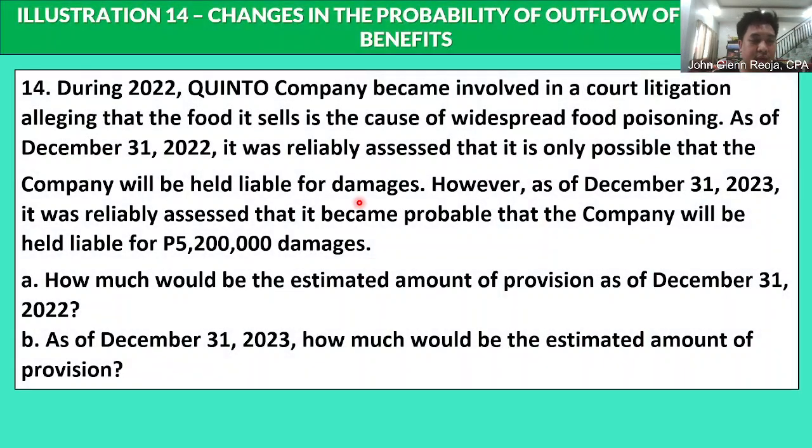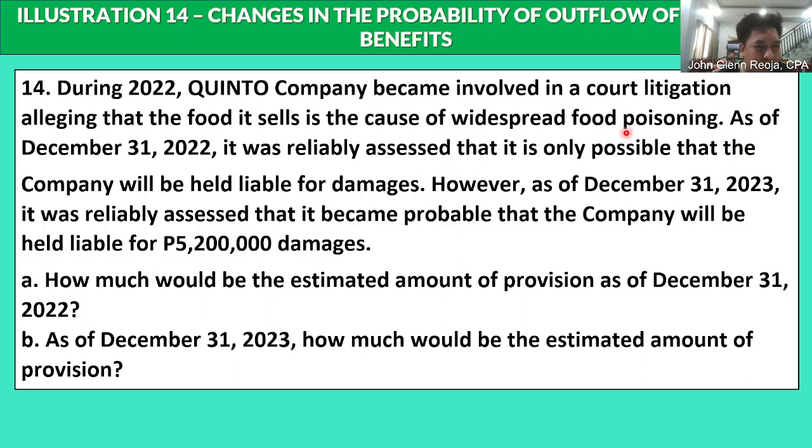Okay, next for illustration 14, changes in the probability of outflow of economic benefits. So, let me read muna yung first question. How much will be the estimated amount of provision as of December 31, 2022, and as of December 31, 2023, for 2 years? Let's determine the amounts. Ano pala yung question? So, the company is involved in a court litigation. Ano pala yung nangyari? Bakit kinasuhan si Quinto? So, alleging that the food itself is the cause of widespread food poisoning. Okay. So, because of Quinto Company, nag-cause siya na food poisoning. So, kaya may court litigation.